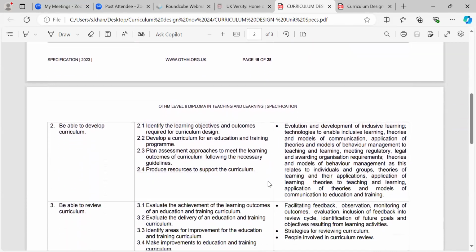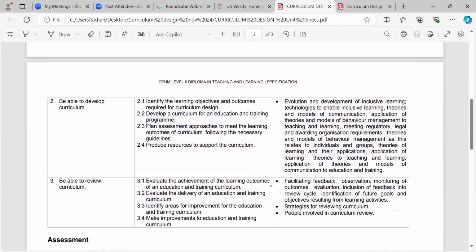Learning outcome 2, which is to be able to develop a curriculum. We'll be looking at assessment criteria 2.1, which is to identify learning objectives and outcomes required for curriculum design. 2.2, to develop a curriculum for an education and training programme. 2.3, to plan assessment approaches to meet the learning outcomes of the curriculum following the necessary guidelines. 2.4, to produce resources to support the curriculum.